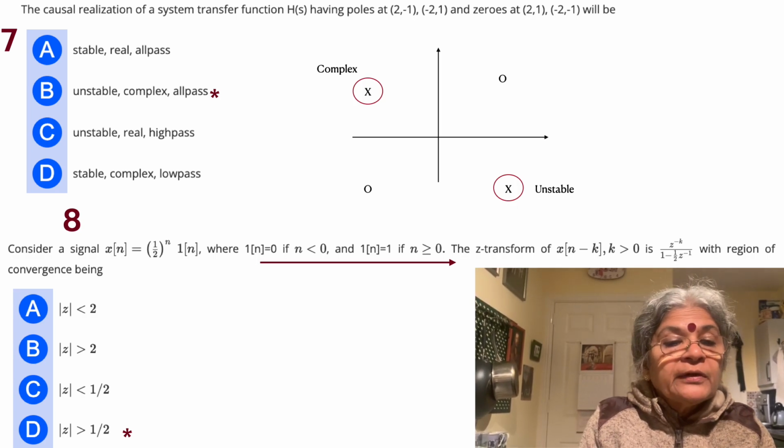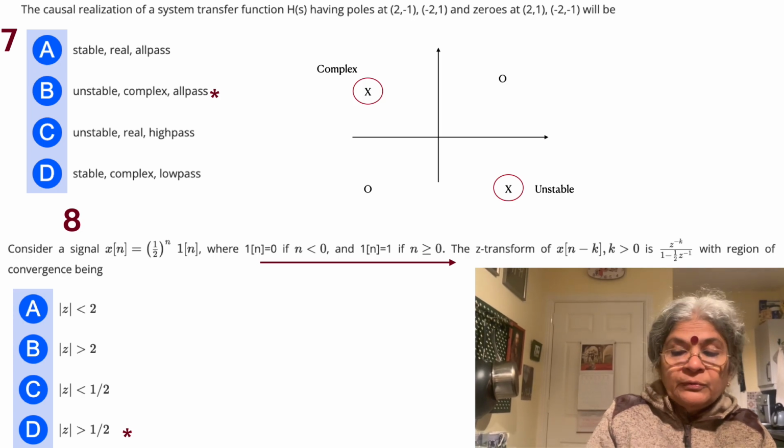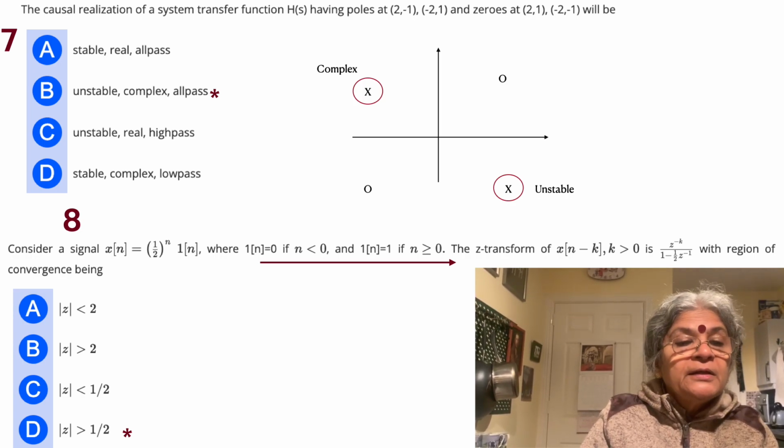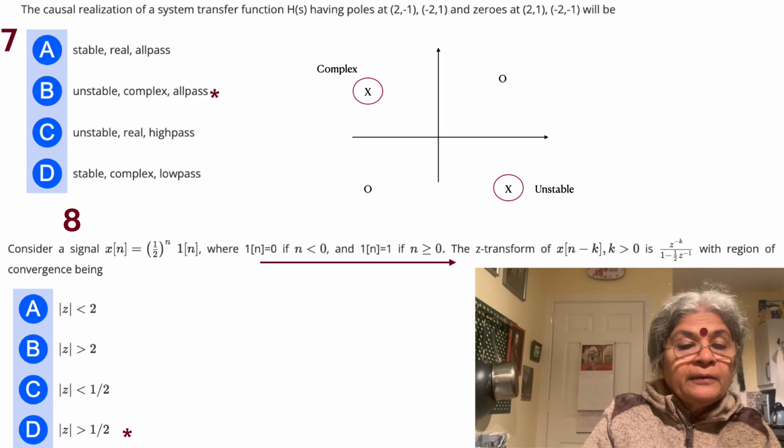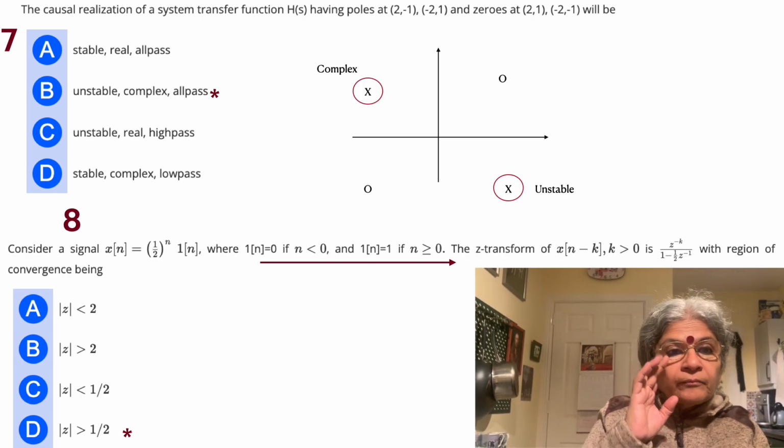Okay, with the region of convergence being, as we mentioned just earlier, |z| greater than half, because it's a right side signal. So moving to the ninth problem.